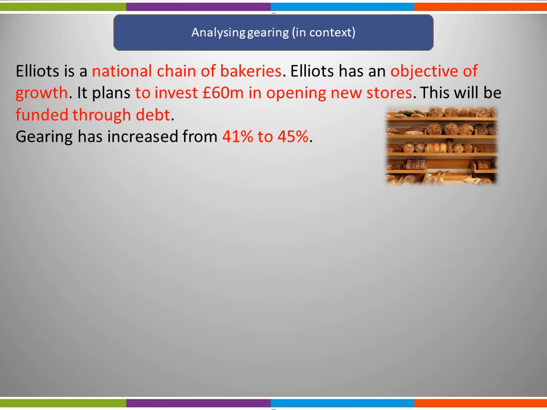Let's look at how we could use this information to start to develop an argument. We're looking to have an argument that includes analysis, i.e. a logical chain of argument, and application, i.e. it is written in context. We can see in red here that we have 4 pieces of information in our short paragraph that we can use as application. On top of that, we also have the calculation we have carried out, the fact that gearing has increased from 41% to 45%.